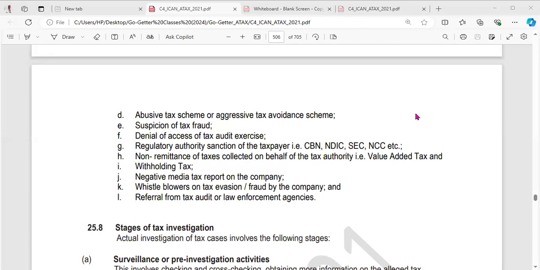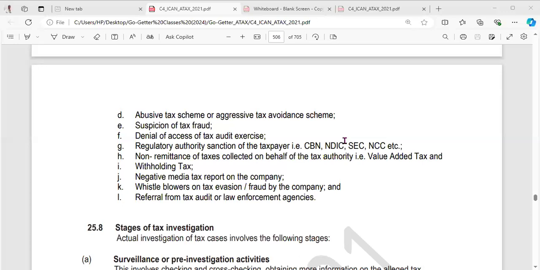Now, negative media tax report on the company. If there is bad tax publicity about the company, it's enough to trigger an investigation. Then of course, if whistleblowers blew the whistle on the company, they whisper to the tax authority that look, this person is evading tax, this person is doing this, this person is doing that, it's enough to go for an investigation. Then referrals from tax audit or law enforcement agencies. So all of these, like we learned about how a tax examination chooses the companies to examine, are what could trigger a company to be investigated.